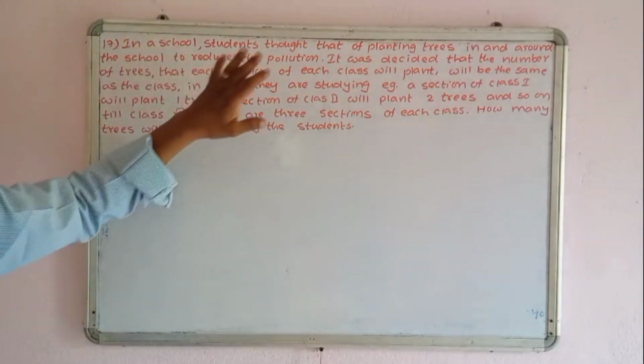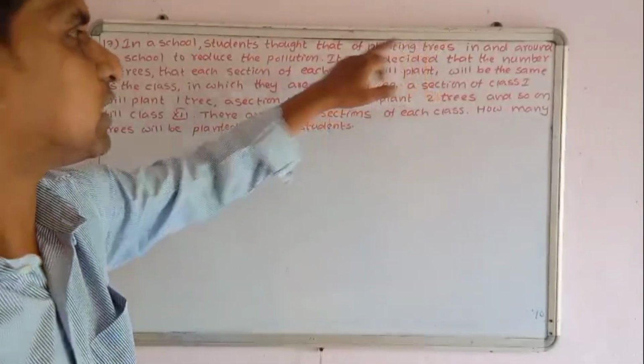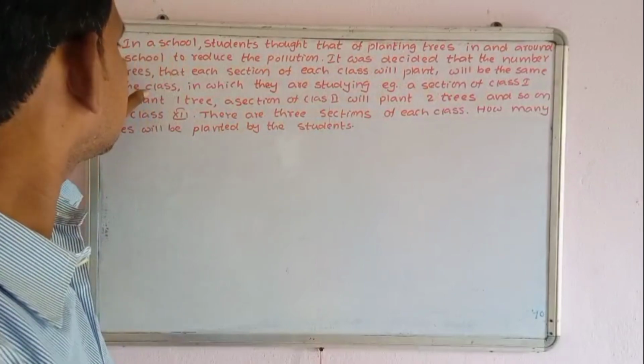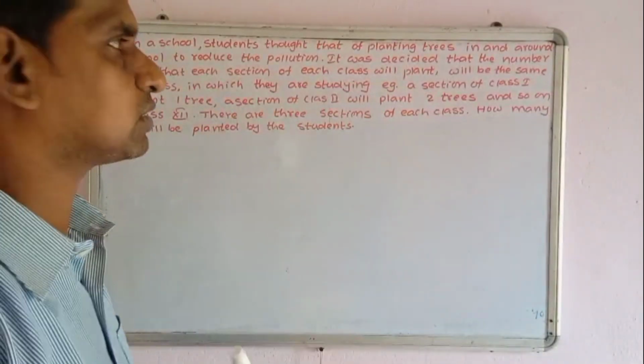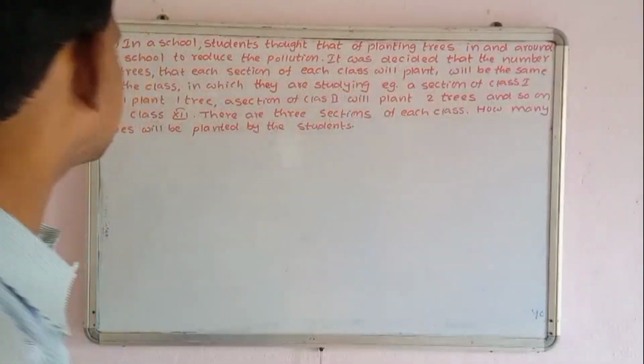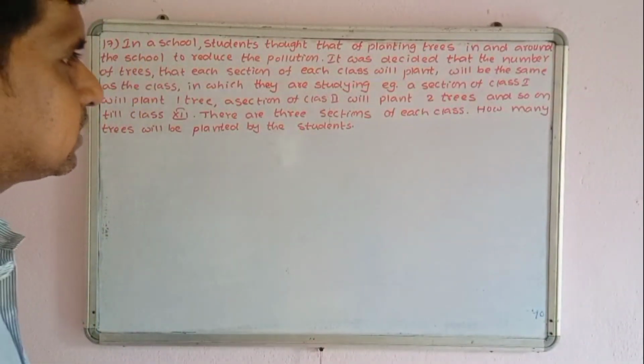Okay. In a school, students thought of planting trees in and around the school to reduce the pollution. Plants are being planted to reduce pollution. It was decided that the number of trees that each section of each class will plant.